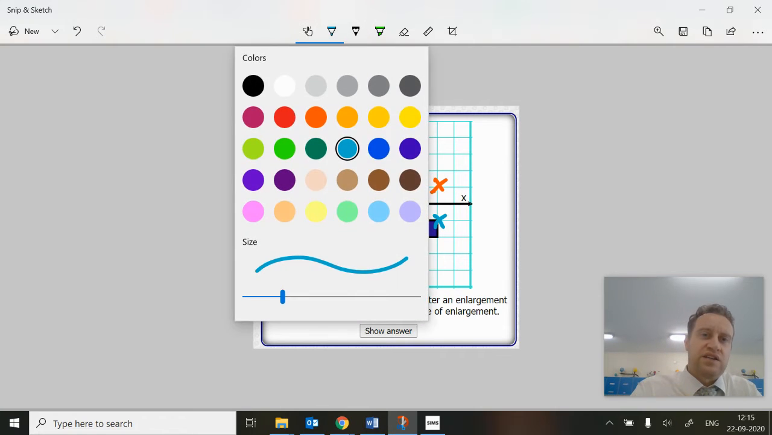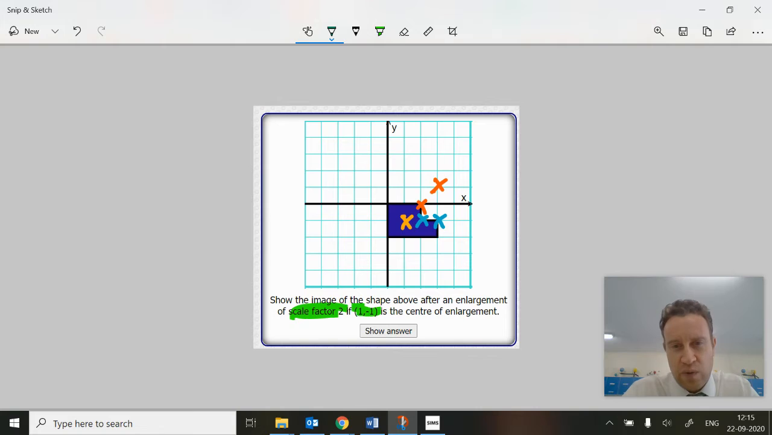Okay, now let's change color again. Let's choose a more difficult one. Now I can see I haven't done that coordinate point, but that coordinate point would be 2 away, and it would go over here. But it's getting a little messy here, so I'm going to leave that one out for the time being.